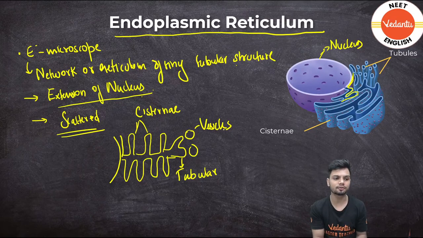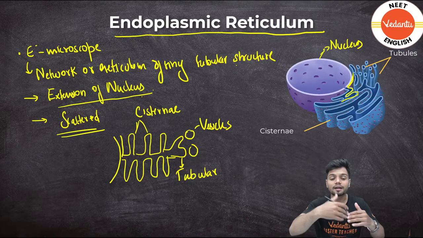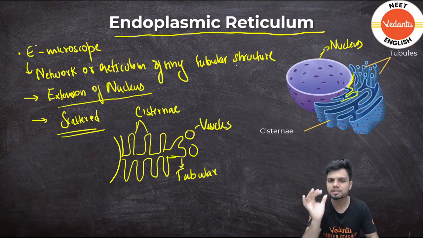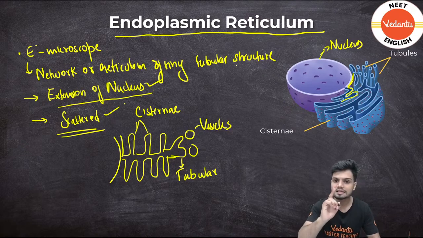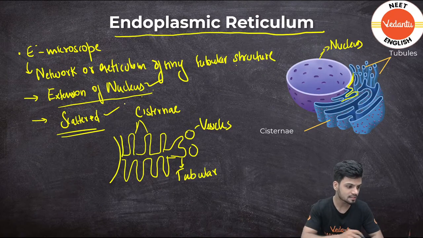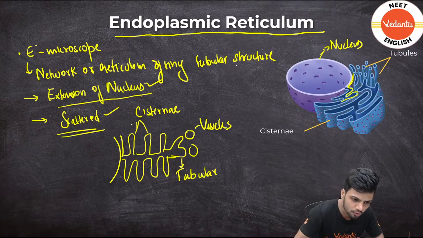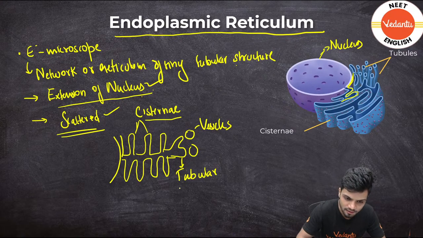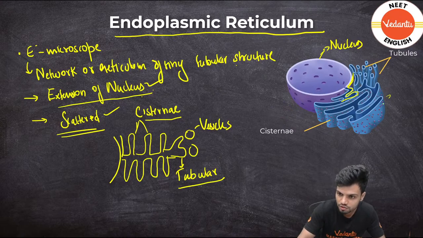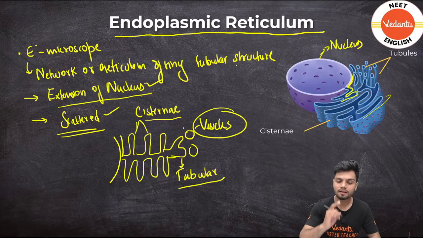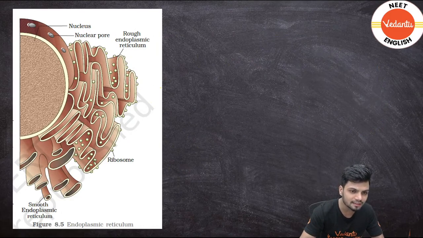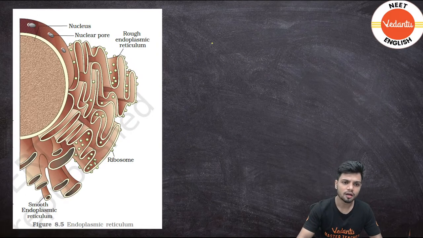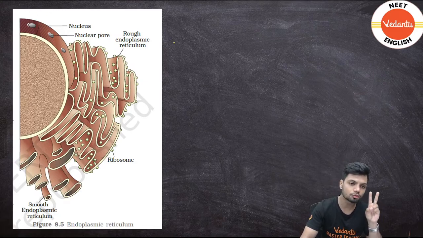So the endoplasmic reticulum is nothing but a network of tiny tube-like structures. It is an extension of your nucleus and it is completely scattered. If you look at the structure here, it is made up of tubular structures called cisternae. It has a tubular structure here, and it also has vesicles. Now, the entire endoplasmic reticulum is divided into two different types.